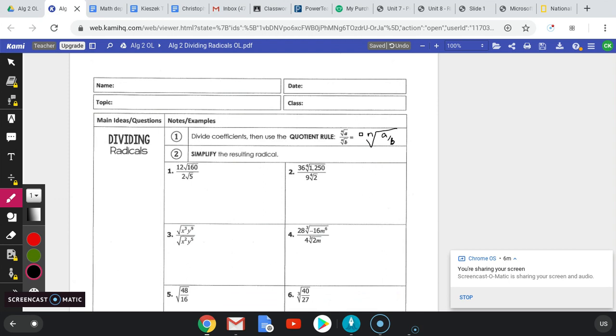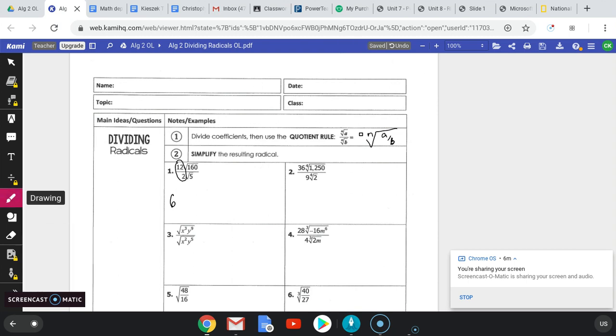So let's look at an example here. Let's look at number one. So following the two steps, it says divide the coefficients. Remember, coefficients are anything in front of your symbols here. So I'm going to take 12 divided by 2, and I'm going to get 6.